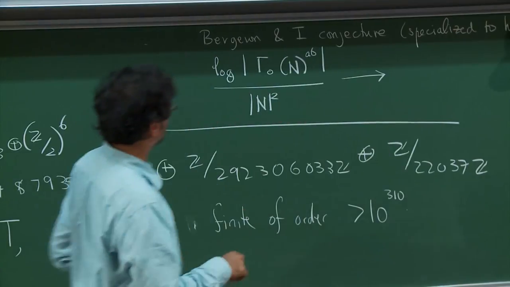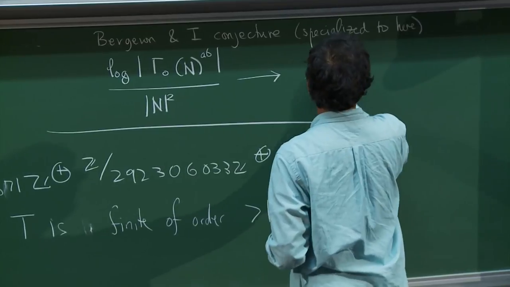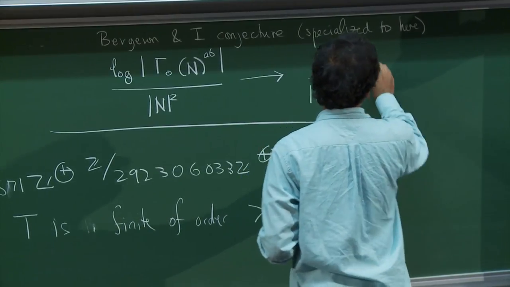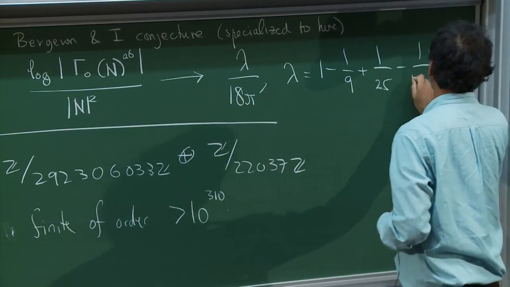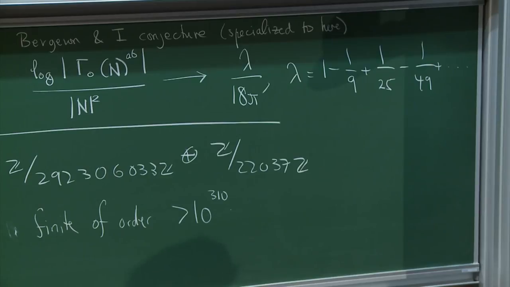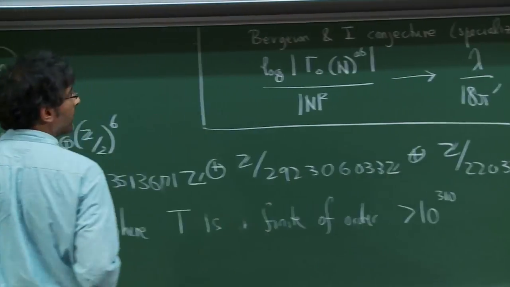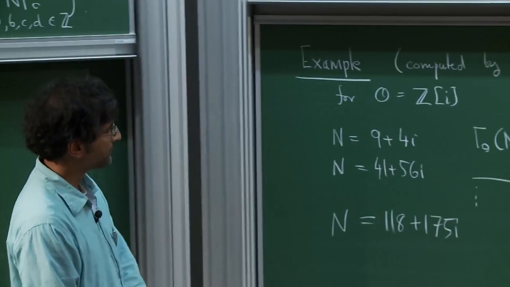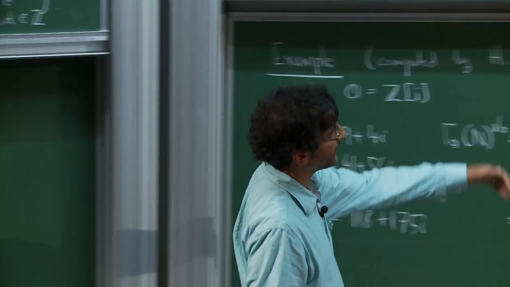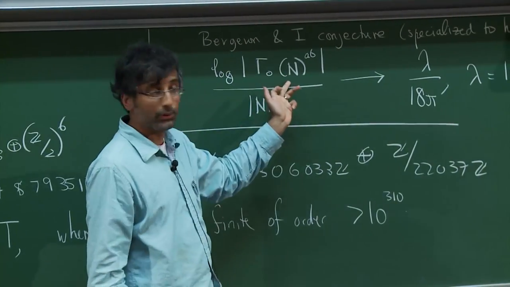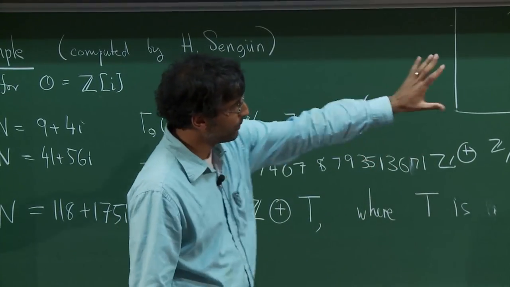The constant I'll write is, let's say n varies through primes for this to be. This should converge to lambda over 18 pi, where lambda is this. Okay, so sum of alternating odd squares. In short, it grows exponentially with the absolute value of this number. But by the way, the agreement with this conjecture is very good, numerically speaking.